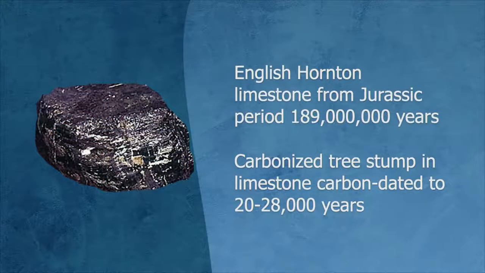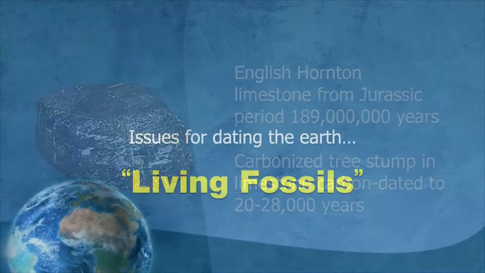There are some other issues involving radiometric dating. Here's a tree stump that's encased in some limestone found in England. And the limestone itself, according to this dating, was dated 109 million years old. But the tree stump carbon dated to thousands of years. So how could the limestone be dated to millions of years old, but the tree stump is just thousands of years old? And there are some other examples.